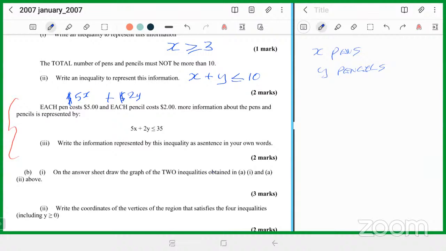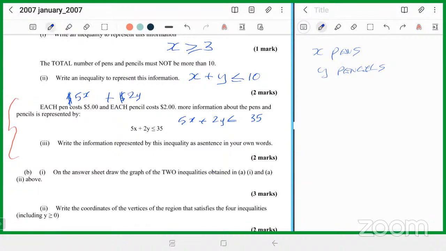So the total amount spent has to be less than or equal to $35. Beautiful. That's it. This represents the amount that she spends. It's just that they have not put the dollar sign on it. They could have put 5X dollars plus 2Y dollars less than or equal to $35. But as I tell you, they don't normally put the dollar sign in the equation. They leave it off, but it's not relevant to the equation. So you have said it correctly.